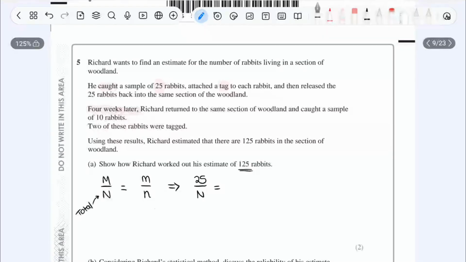Now we need to try and find lowercase n. This is the number of the second sample. And we can see here, 4 weeks later, Richard returned to the same section, and he caught a second sample of 10 rabbits. See what I mean by reading between the lines, because it doesn't say second sample, but you need to interpret it as he returns. That means it's going to be the second sample. So our lowercase n is going to be 10. And then our lowercase m. Now lowercase m is the number in our second sample that was originally tagged, and that number here is 2.